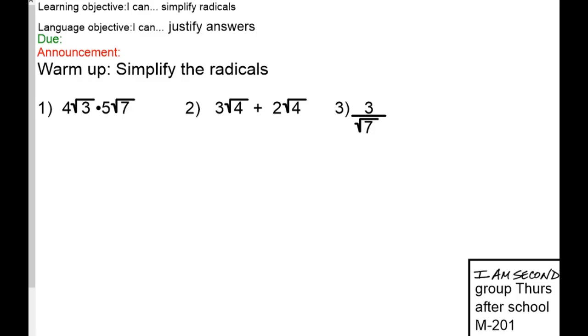All right, so number one, yesterday on the notes we learned when you're multiplying radicals, you multiply outside times outside, inside times inside. So 4 times 5 is what? 20 square root. And now inside times inside, so we got 3 times 7, which does give us 21.